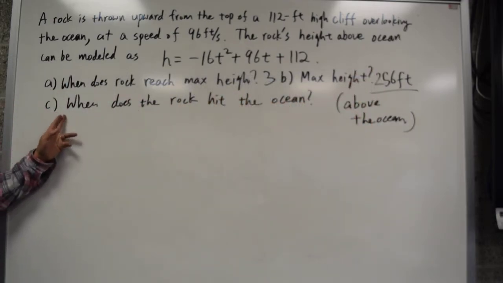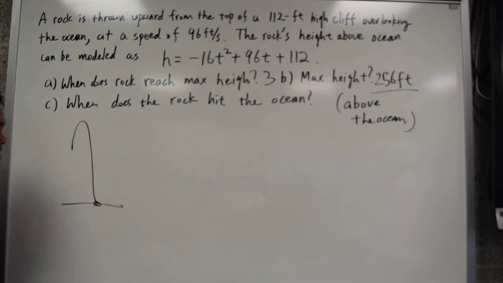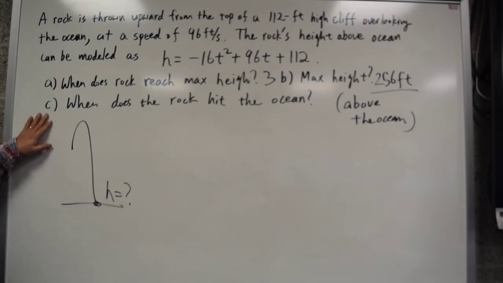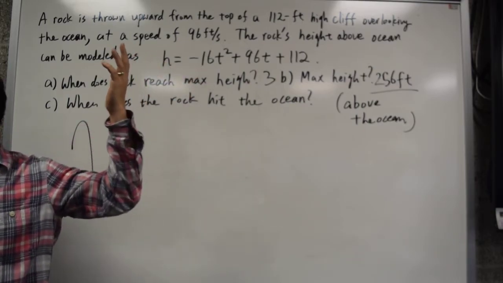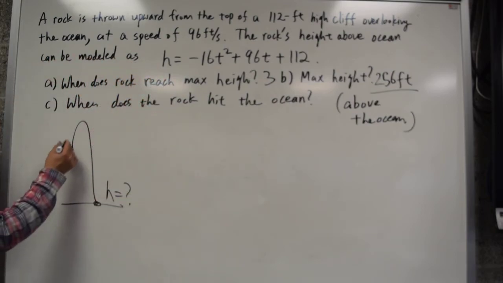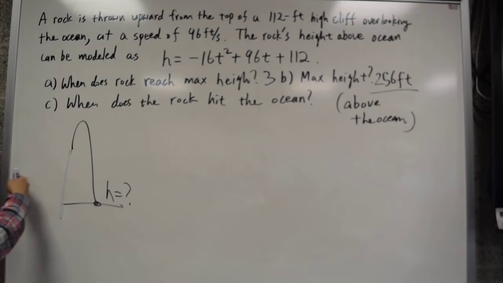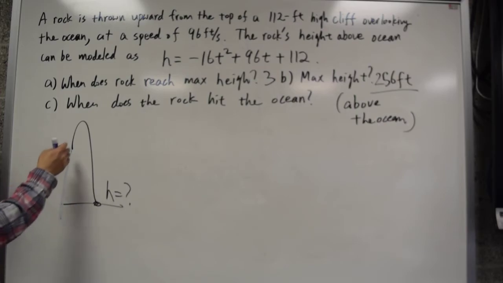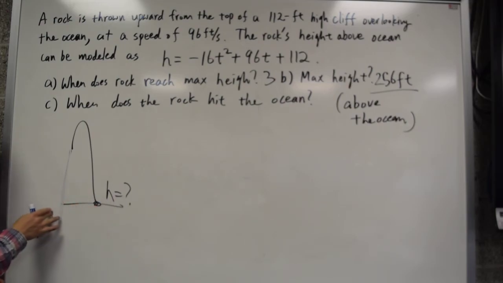Now, when does the rock hit the ocean? If the rock is at the ocean, what's the height? 0. So part C is asking for the time when h is equal to 0, just like the x-intercept. It's slightly different because if you drew the entire parabola, there's a side from negative time, but negative time is not physical. Only after it's thrown does the real thing exist. So if you get the two x-intercepts, you only take the positive one, not the negative one.